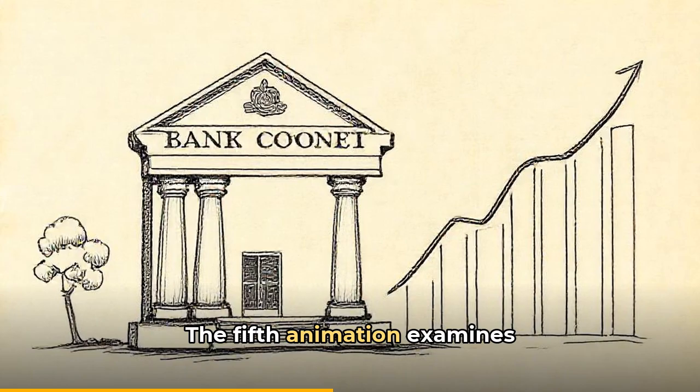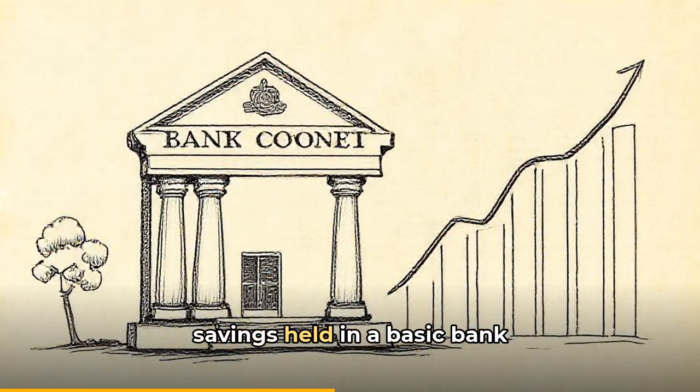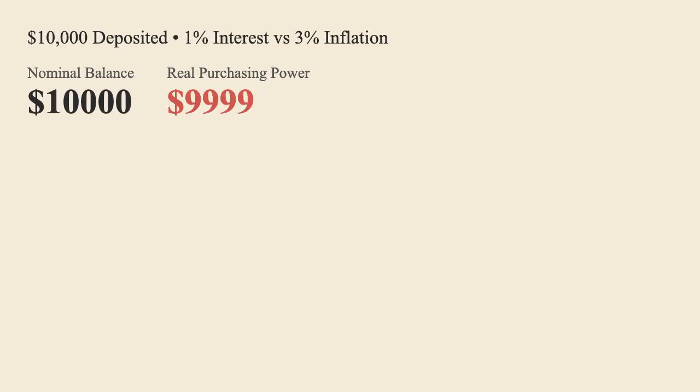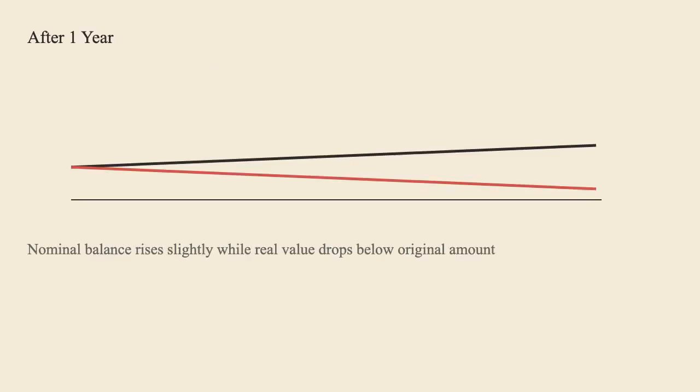The fifth animation examines savings held in a basic bank account. A person deposits $10,000 in an account that pays 1% interest annually, while inflation runs at 3%.